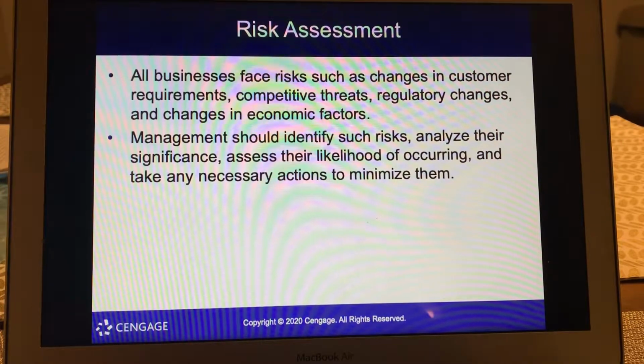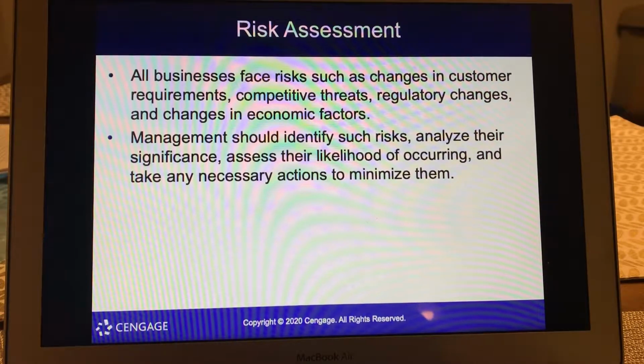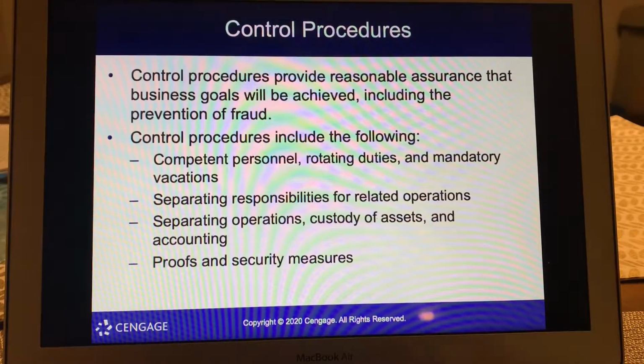Risk assessment. All businesses face risks such as changes in customer requirements, competitive threats, regulatory changes, and changes in economic factors. Management should identify such risks, analyze their significance, assess their likelihood of occurring, and take any necessary actions to minimize them. Control procedures. Control procedures provide reasonable assurance that business goals will be achieved, including the prevention of fraud.